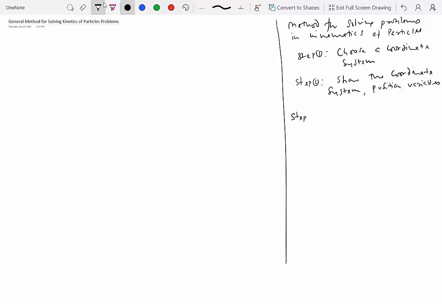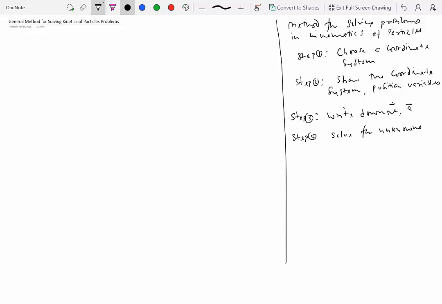The step 3 was write down velocity and acceleration expressions in the chosen coordinate system. And finally, you solve for unknowns. So you had to identify how many unknowns you had and how many equations you had. You had to make sure that the number of unknowns were same as number of scalar equations, so that you could solve for them. And if you found that you had more unknowns than the equations that you could solve for, then you went back to the problem and made sure that you didn't miss any input information given to you in the problem. So this was the general method for solving problems in kinematics of particles.